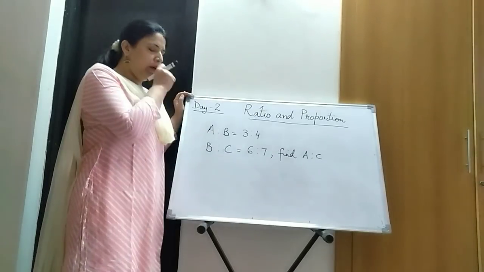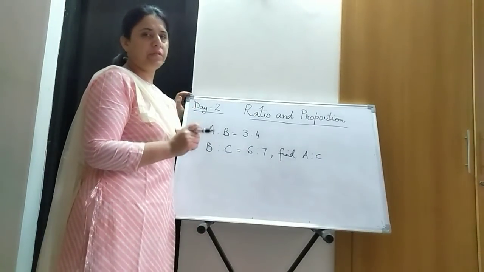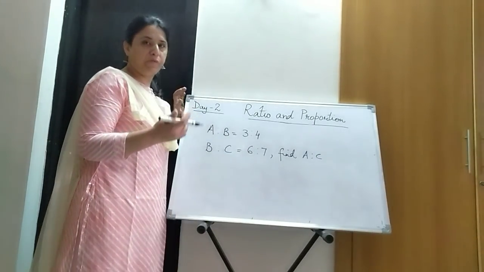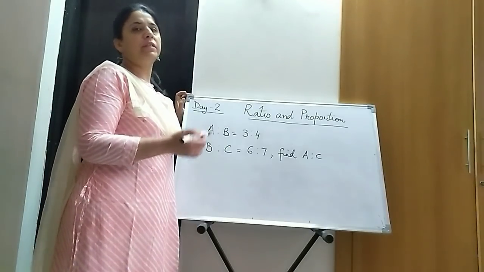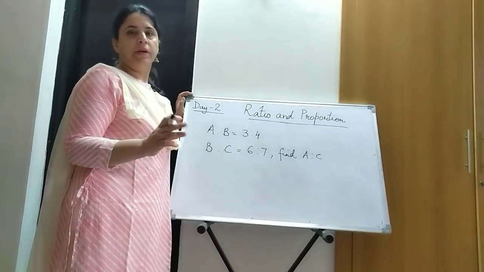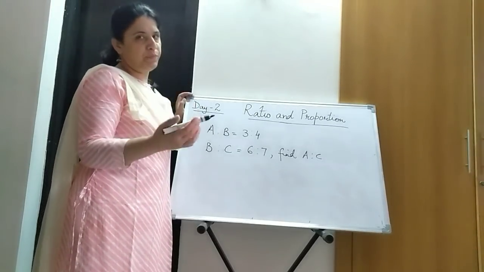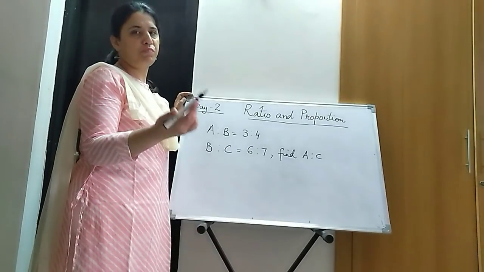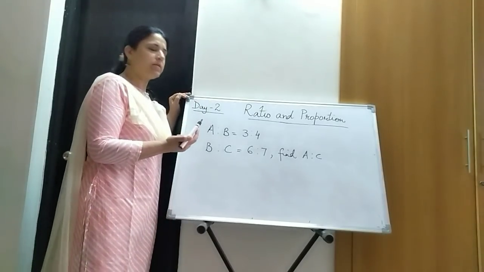So today we are going to start another concept, another type of questions. Yesterday we learned how to change it to ratio in the simplest form, and how to write rupees is to this much, rupees is to this much, as a ratio in the simplest form.